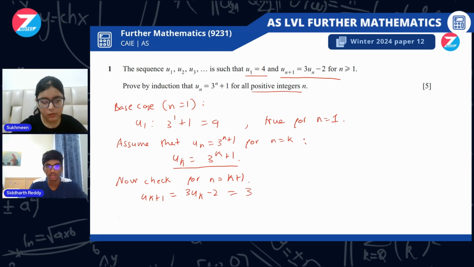So 3 into (3^k plus 1) minus 2. 3 times 3^k is 3^(k+1). Then 3 into 1 is plus 3, and minus 2. So we have 3^(k+1) plus 3 minus 2, that's 1. So this is the same thing which we get if we directly substitute k plus 1 in this formula.